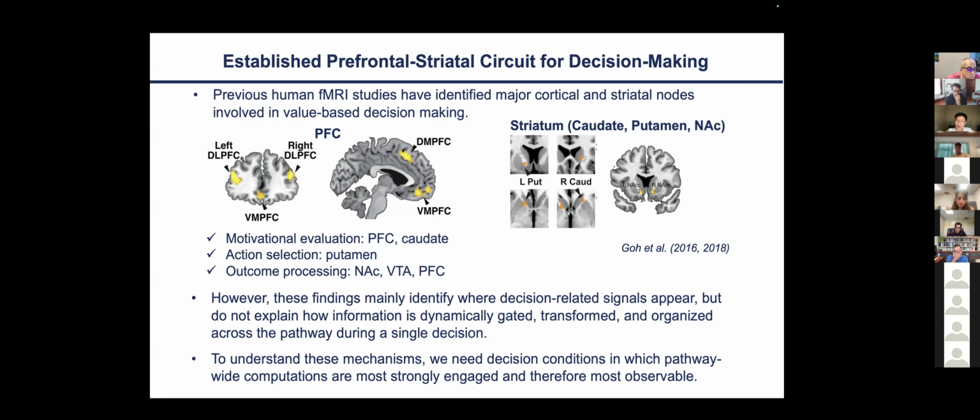We think a lot of those mechanisms are at the mesoscale level. So we want to design decision-making conditions in which this pathway-wide computation is most widely engaged, because a lot of the mechanism underlying this pathway is mesoscale. They are very weak signals in very small subcortical structures, so we want to maximize the response so they can be detected by fMRI.